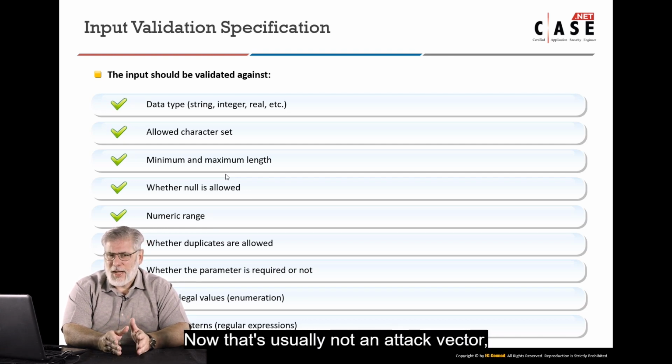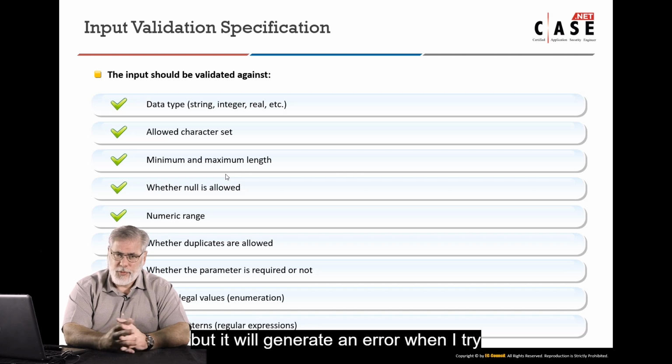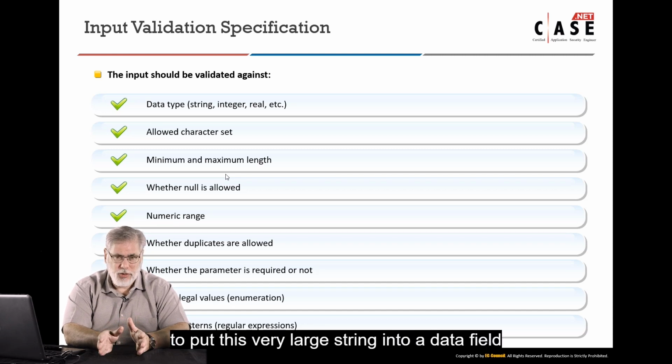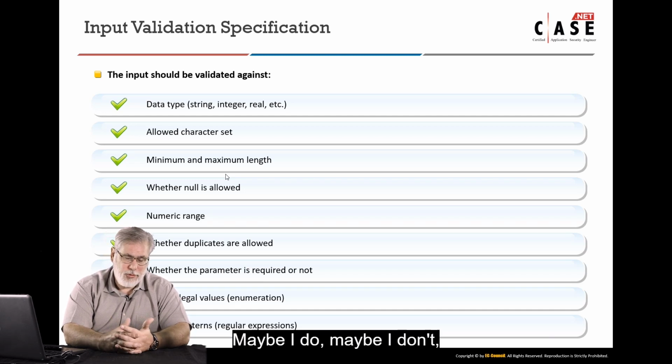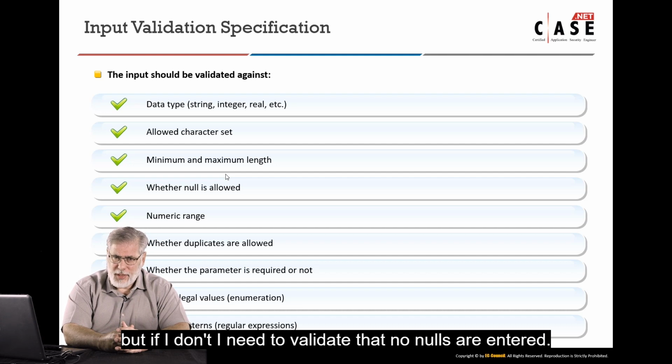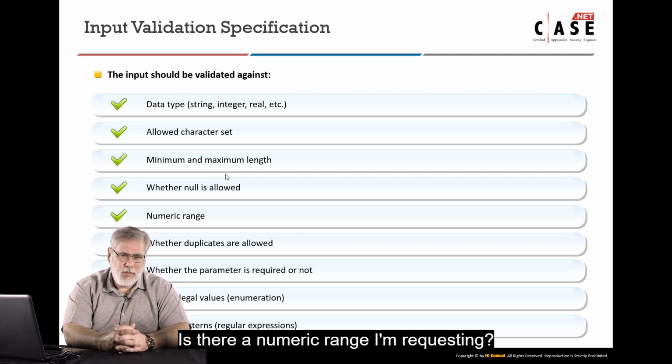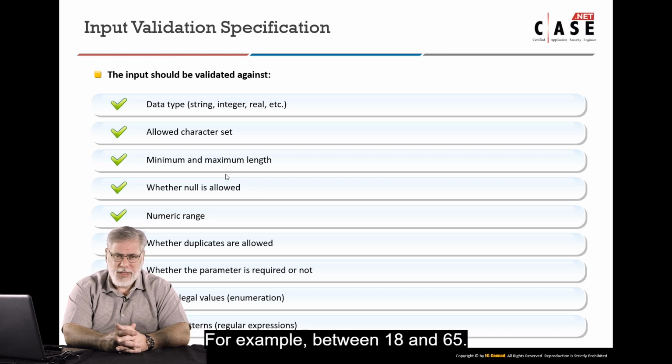Now that's usually not an attack vector, but it will generate an error when I try to put this very large string into a data field that isn't large enough. Do I allow nulls? Maybe I do, maybe I don't. But if I don't, I need to validate that no nulls are entered. Is there a numeric range I'm requesting, for example, between 18 and 65? And is the input within that range?